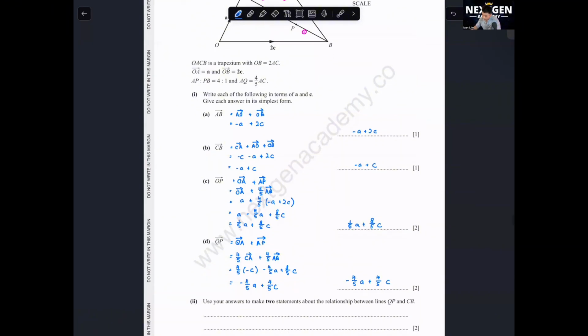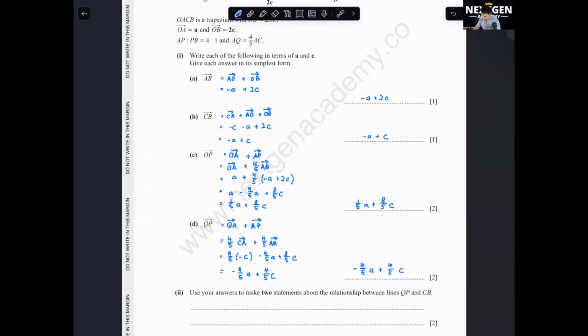Now let's look at this question. Use your answer to make two statements about the relationship between QP and CB. Where are QP and CB? In question B and question D. One is minus A plus C. One is minus 4 over 5A plus 4 over 5C.